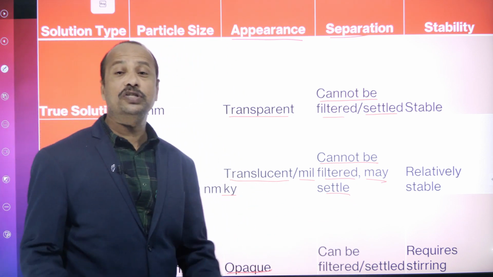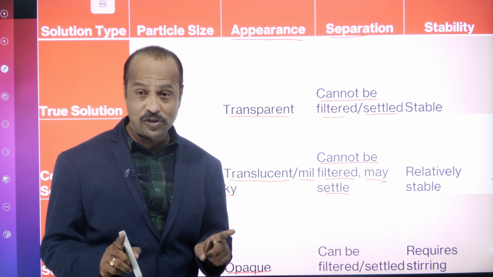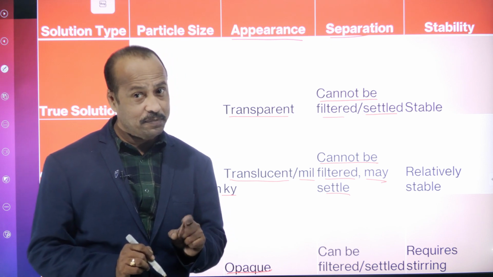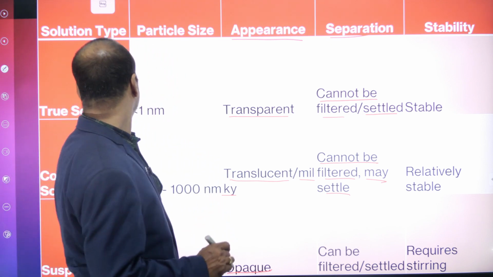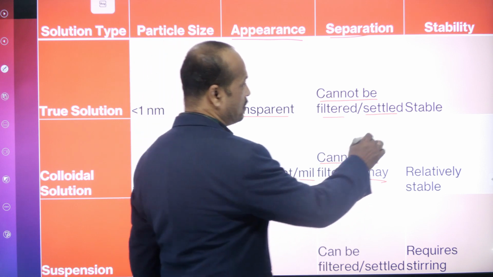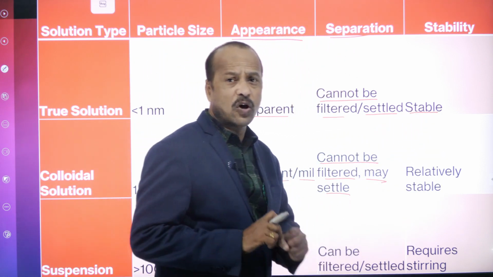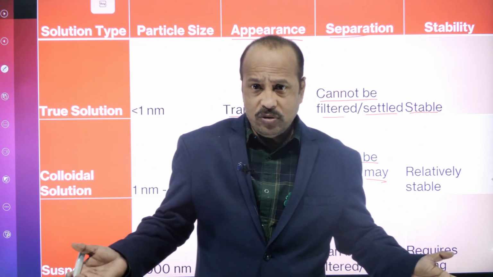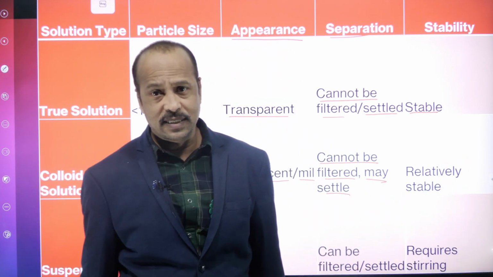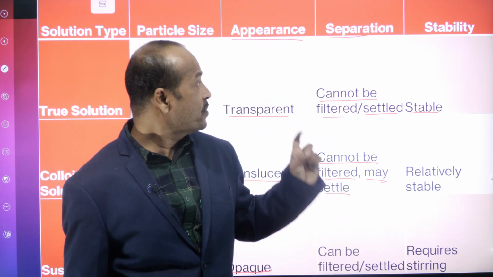Suspensions. Suspensions can be separated. Example, chalk powder I said. Okay, can be separated. Then come to the stability. Stability means what? The dissolved particles should not come out and they should not settle.